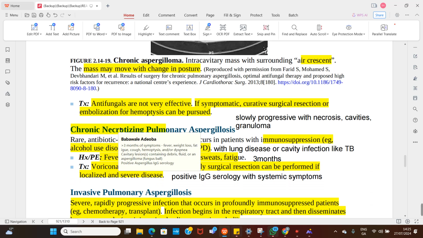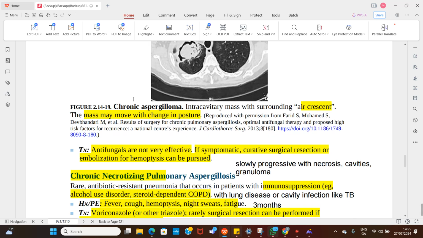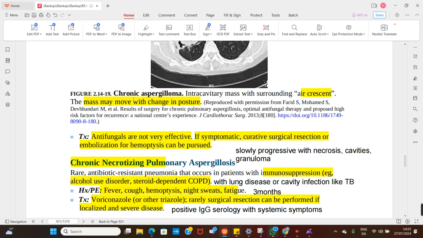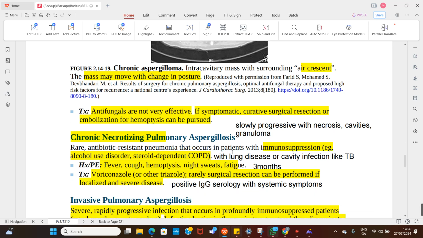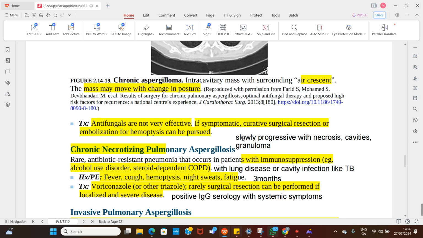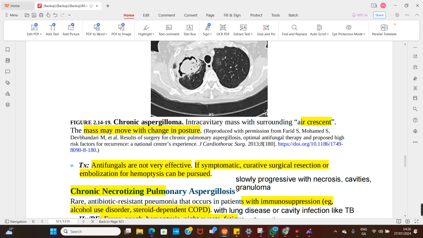Now, chronic necrotizing pulmonary aspergillosis is just like aspergilloma, but the symptomatic form. That's the way to put it. Aspergilloma has no symptoms, but in chronic necrotizing pulmonary aspergillosis, they can present with symptoms. And it's very common in people with immunosuppression from anything. You don't need to cram anything. Just know that there's going to be immunosuppression. And what is the triad you are looking out for? By the time you do your imaging, you are seeing a cavity containing maybe aspergilloma, debris, or fluid.